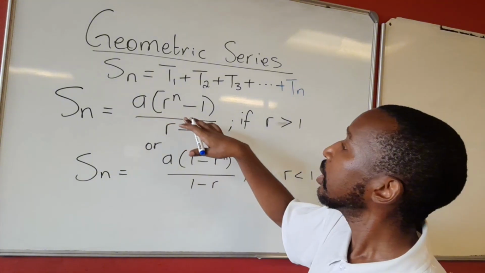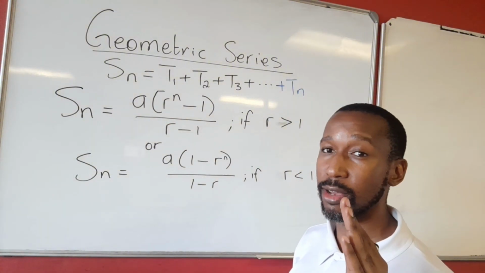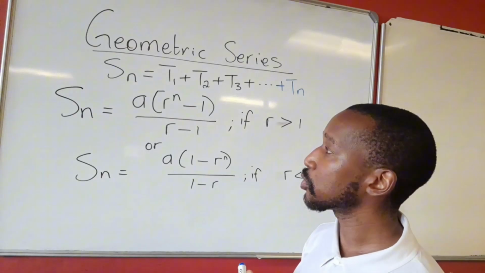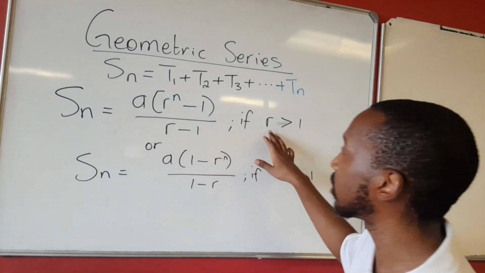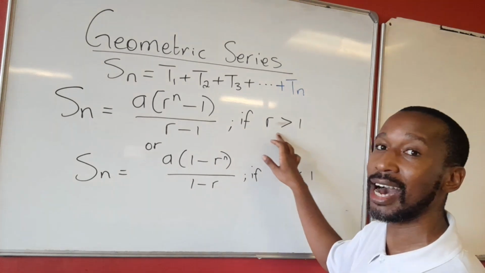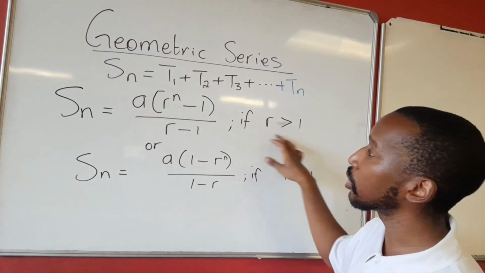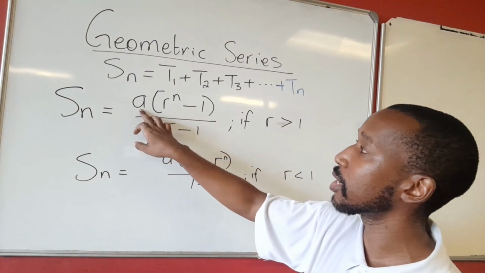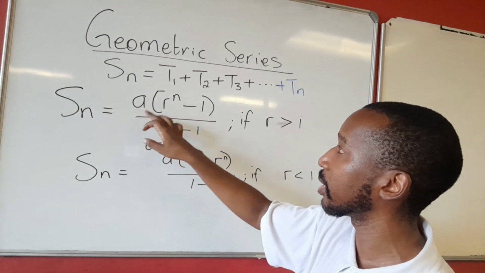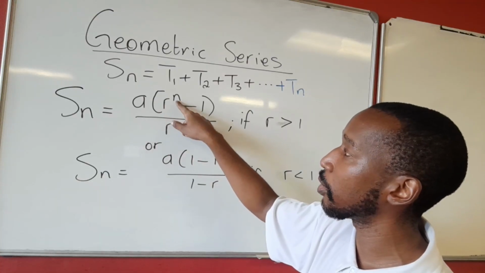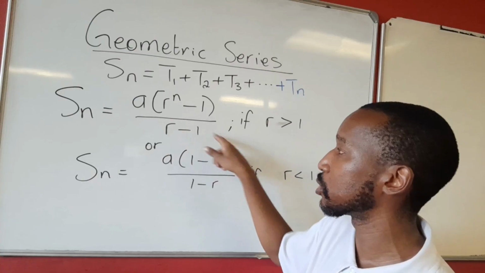So we have 2 types of series formulas that we are going to use. The first one is, if it happens that we are dealing with the sequence that has r greater than 1, we are going to use this formula here, which says that take your first term again, then you have your ratio to the power n minus 1 divided by r minus 1.